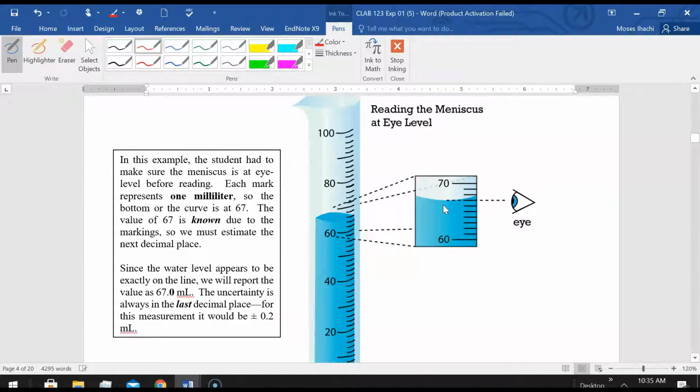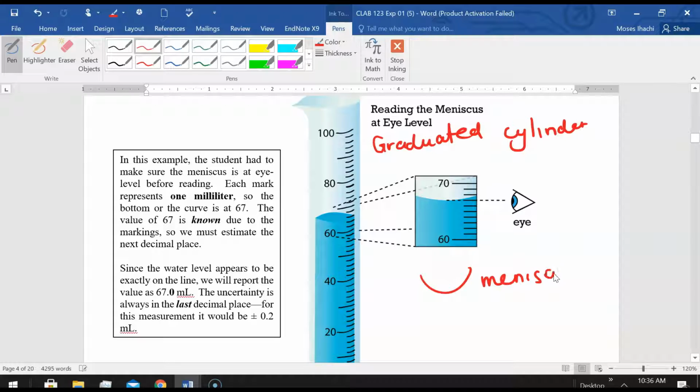Whenever you're reading a graduated cylinder, because this is called a graduated cylinder, you want to have your eye aligned with the bottom of the meniscus. So this shape here is called a meniscus. So you read from the bottom of the meniscus, not at the walls, not at the edges. That's the goal. So if you zoom out this area, you'll see this.